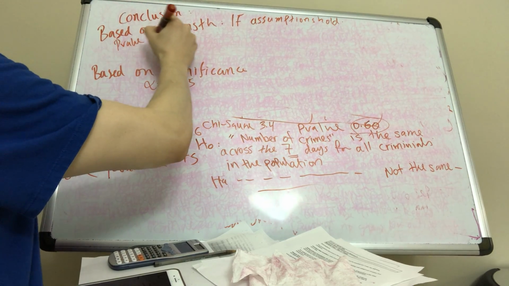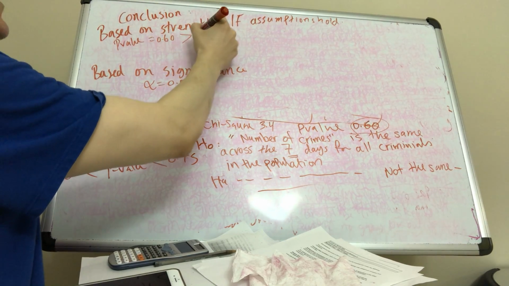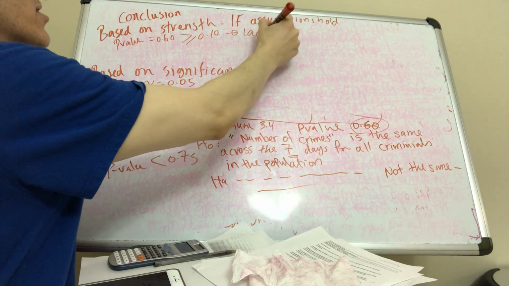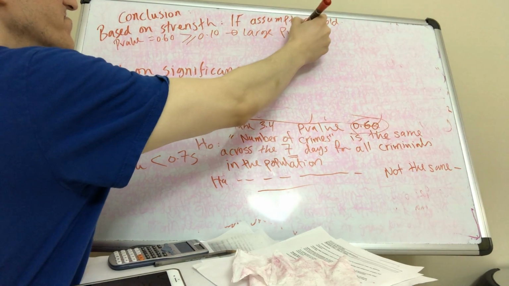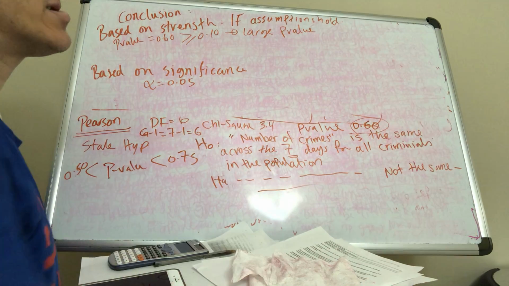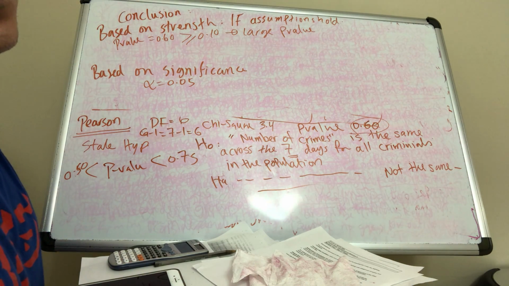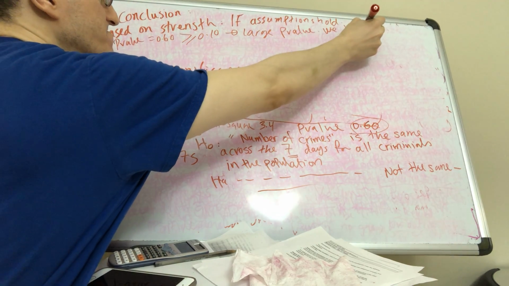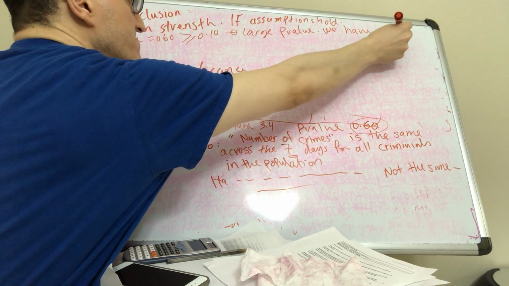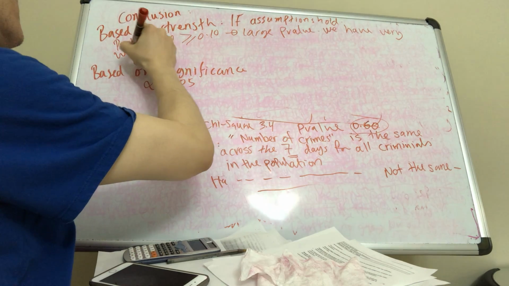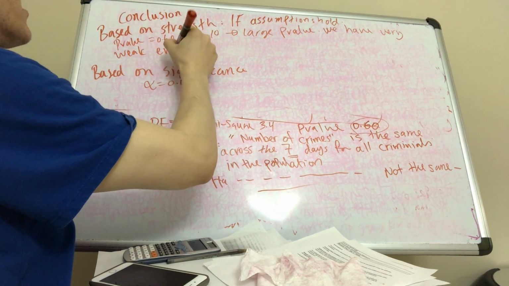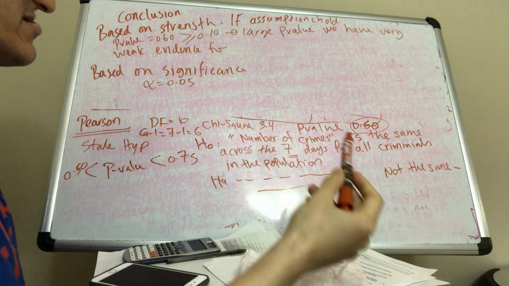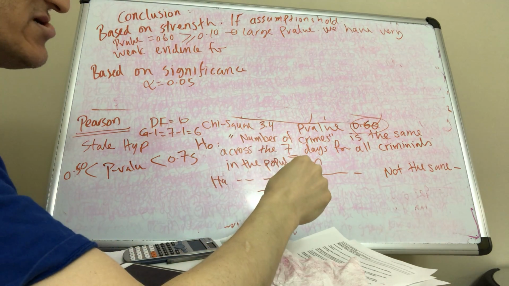P-value 60 is more than 10%, so you have a large p-value, weak, very weak evidence for HA. So you say we have very weak evidence for HA. But instead of HA, you say what HA is.